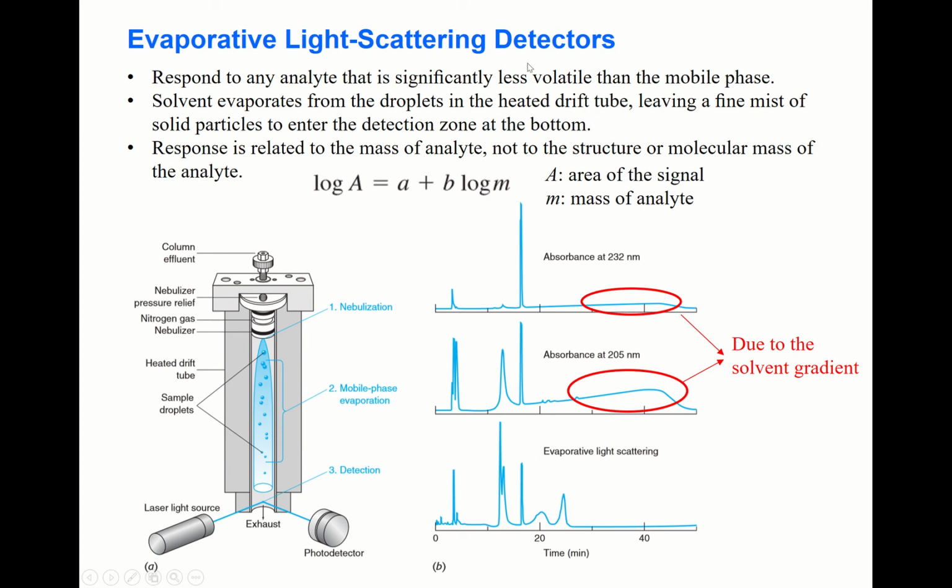The condition for these detectors is that your analyte must be less volatile than the mobile phase. The mobile phase is quite volatile, right? It doesn't exist as particles, it exists as molecules. But the molecule size is so small, smaller than the light wavelength, usually a laser beam is used, so the light scattering effect is almost zero. When you think of light scattering, you may consider colloid particles.